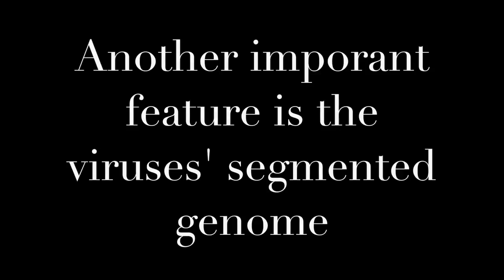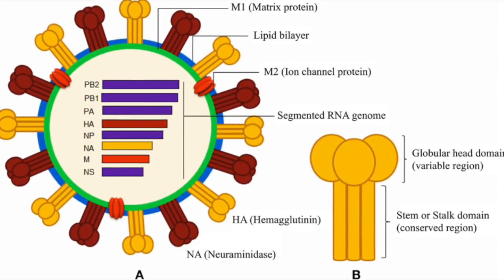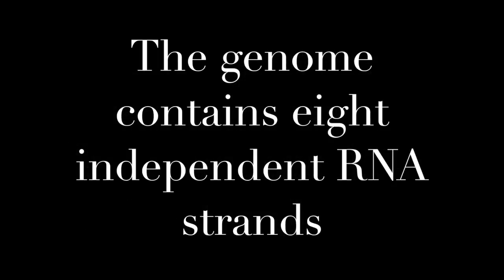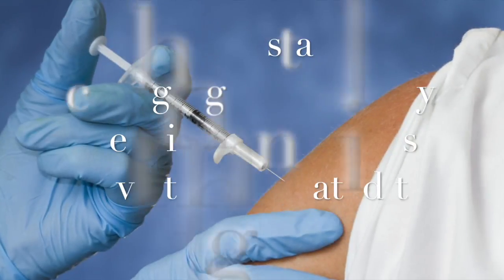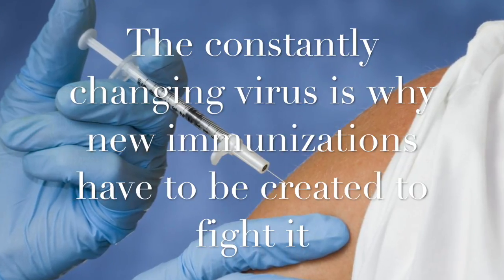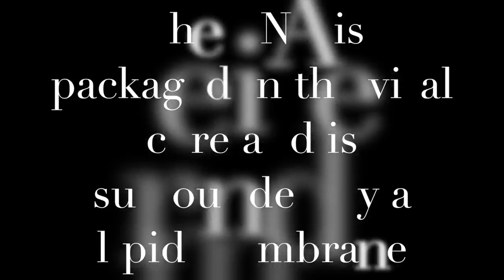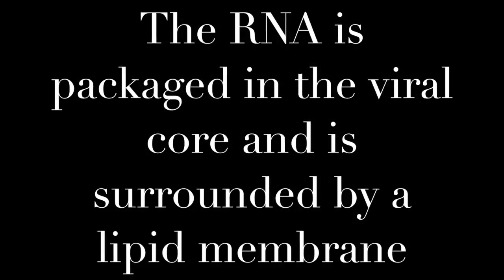Another important feature is the virus's segmented genome. The genome contains 8 independent RNA strands. This allows the virus to be constantly changing. The constantly changing virus is why new immunizations have to be created to fight it. The RNA is packaged in the viral core and is surrounded by a lipid membrane.